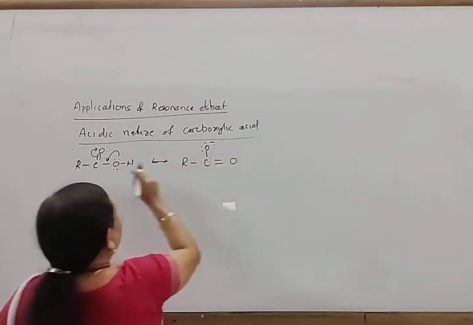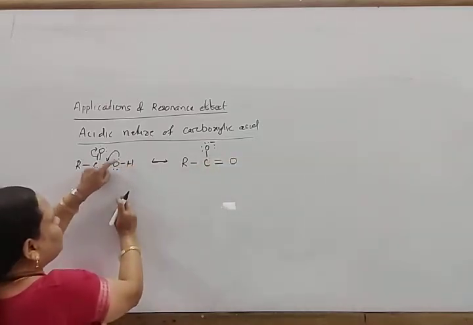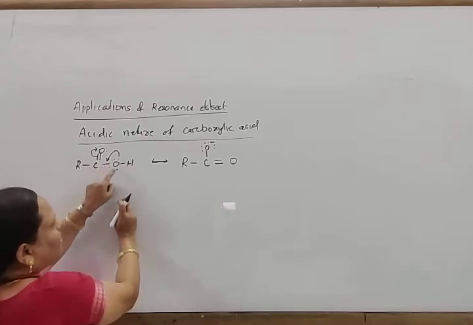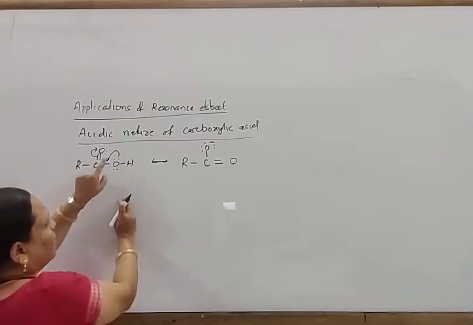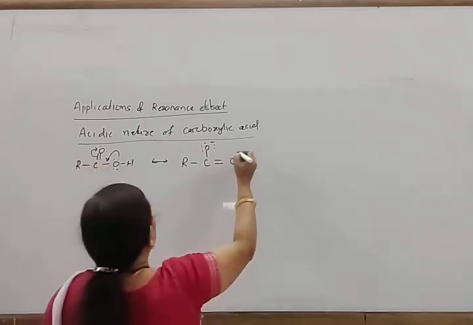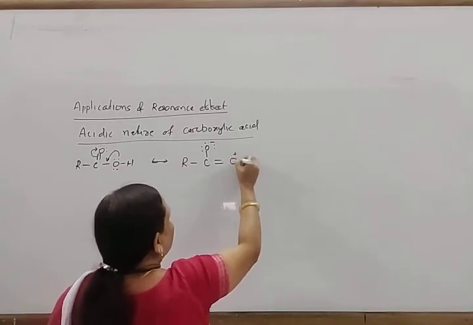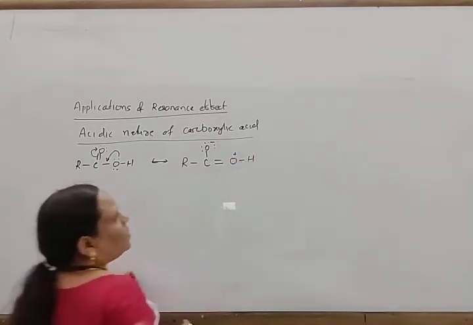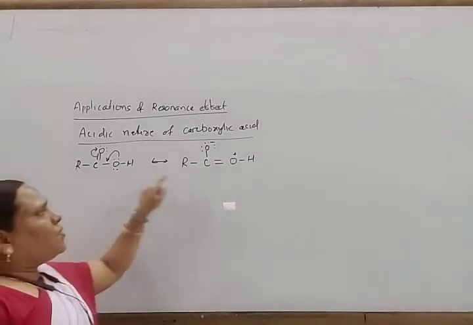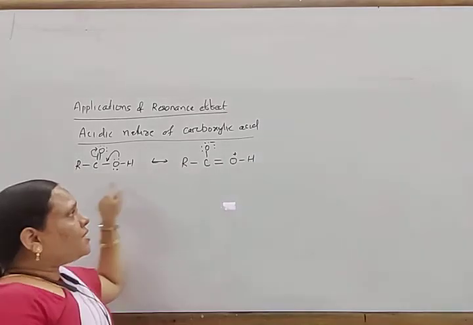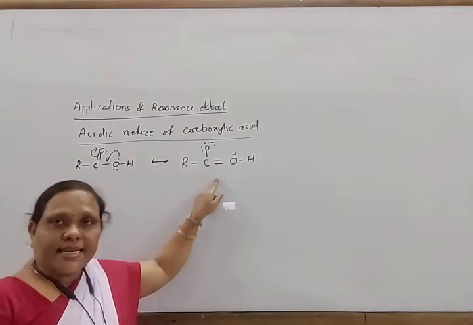And now as the electron comes from here, one electron pair comes and one remains on oxygen, and one goes to carbon. In this way, it has some positive charge and H. Okay, so RCOH. This is the resonating structure of carboxylic acid.